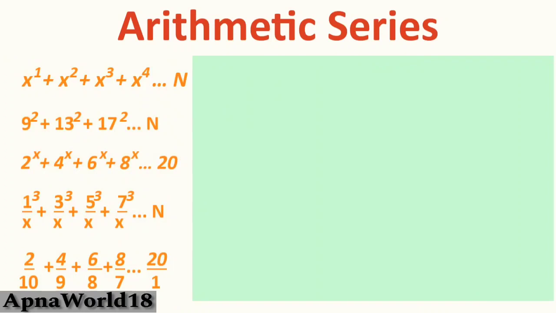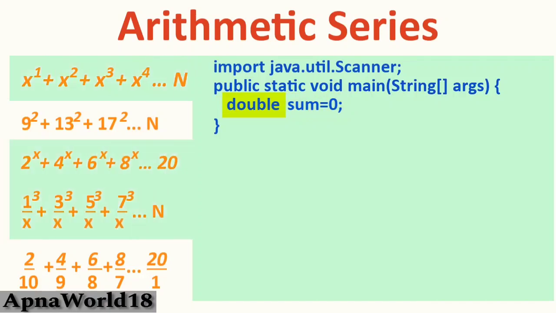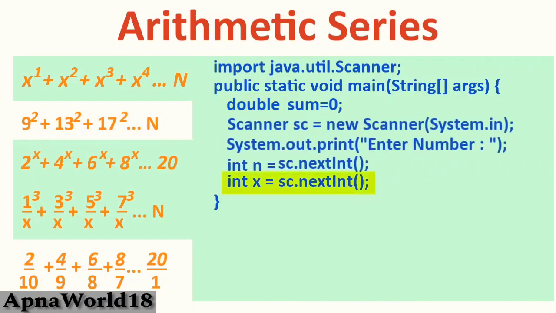We will start with our standard template, and after main, the first thing we will declare is the variable sum. As you see, all of them have either power or division. So we will play safe and declare sum as double. Some of them have an additional variable x. So along with n, we will also take in x from the user.